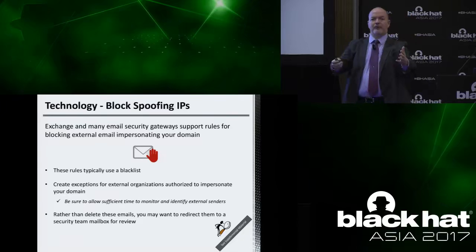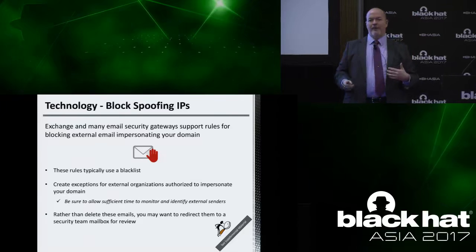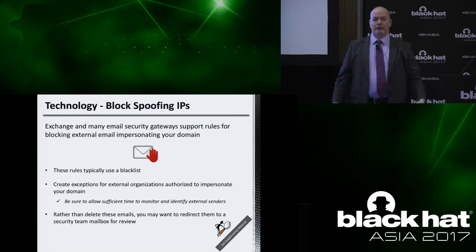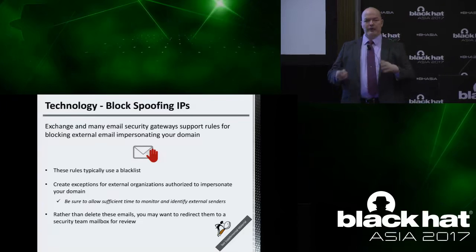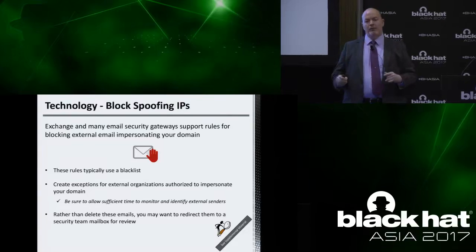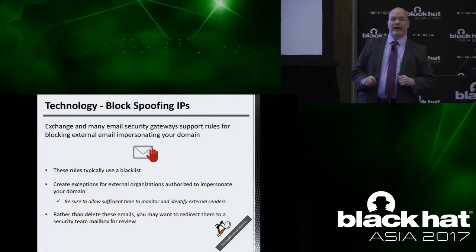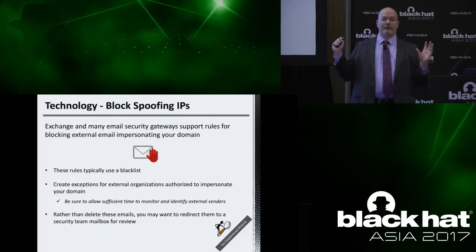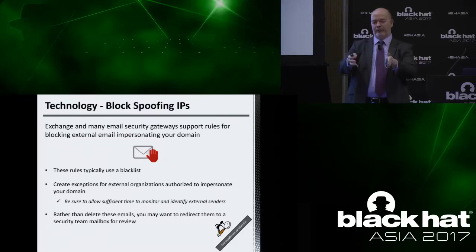So if somebody's coming from the internet and they're pretending to spoof your users, in the from field it says CEO@yourcompany.com. You can set up rules that say, hey, I'm blacklisting my own domain. If you came from the internet and the from field says it's coming from my internal domain, I'm just going to refuse to deliver it, right?